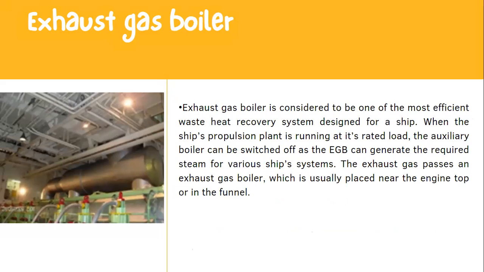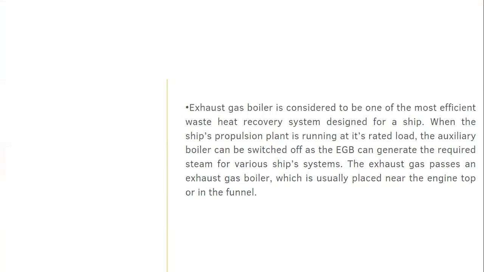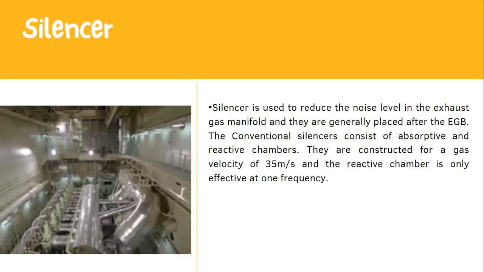Then the exhaust gas boiler. It is considered to be one of the most efficient waste heat recovery systems designed for a ship. So the exhaust gas boiler, guys, recovers heat from our system when it is too hot. Then when the ship's propulsion plant is running at its rated load, the auxiliary boiler can be switched off as the EGB, or exhaust gas boiler, can generate the required steam for various ship systems. Then the exhaust gas passes through an exhaust gas boiler, which is usually placed near the engine top or in the funnel. So as you can see in the picture, the exhaust gas boiler is at the top.